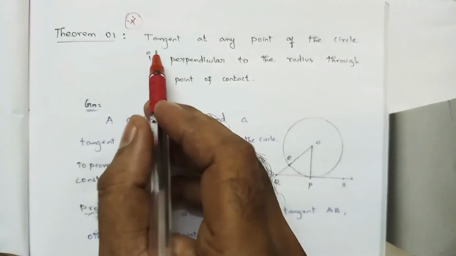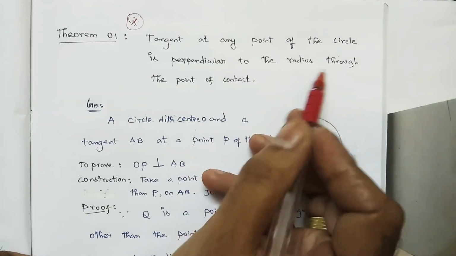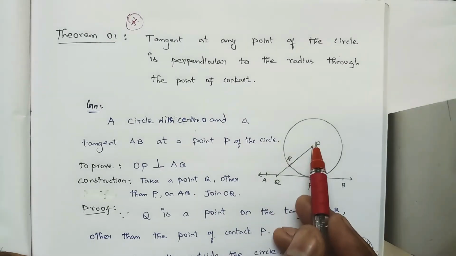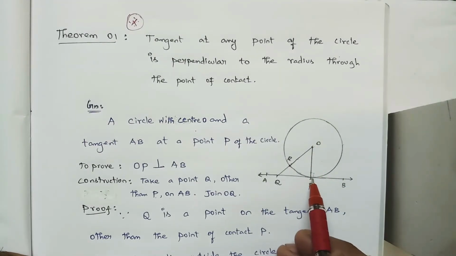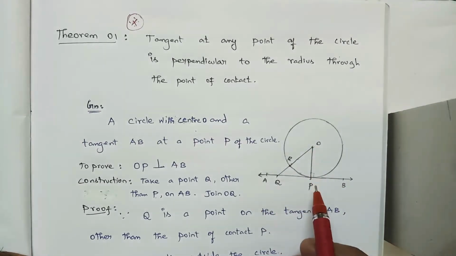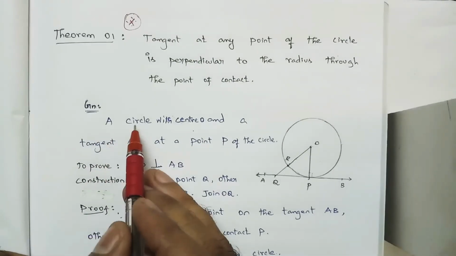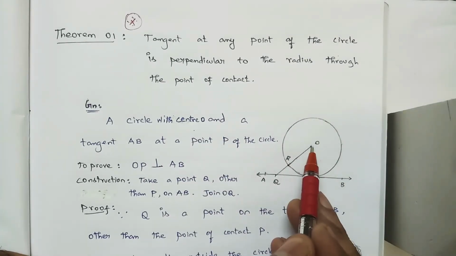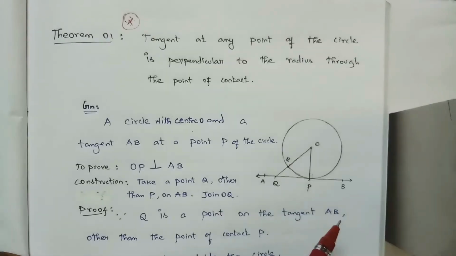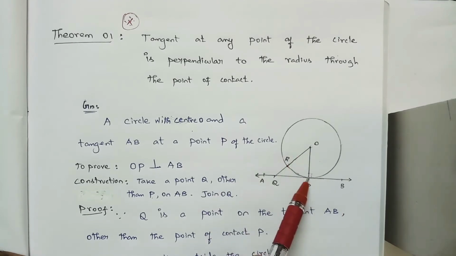See the first property: the tangent at any point of a circle is perpendicular to the radius through the point of contact. Here AB is the tangent and OP is the radius. What we want to prove is that the radius OP is perpendicular to the tangent AB. Given a circle with center O and a tangent AB at a point P of the circle, we want to prove that OP is perpendicular to AB.